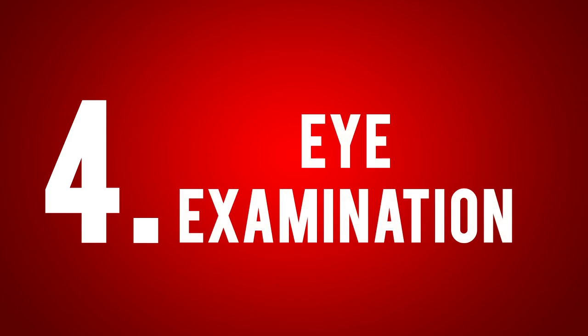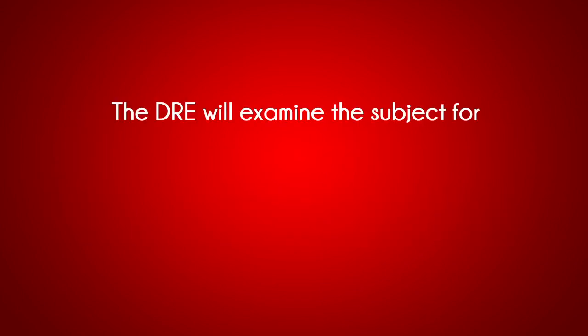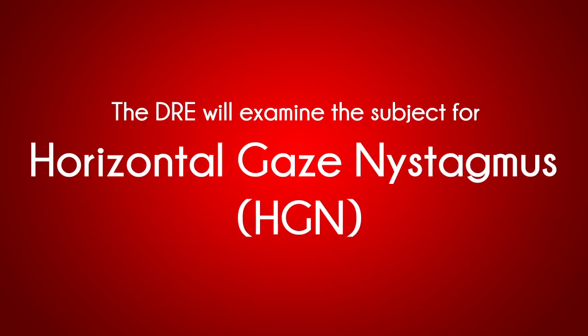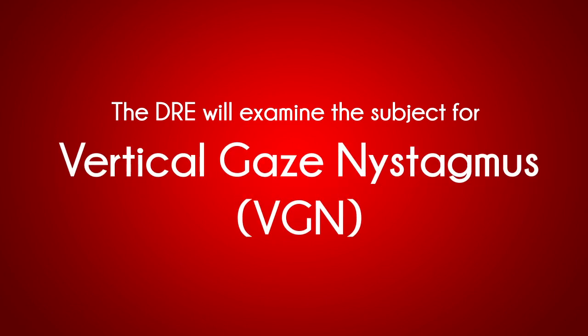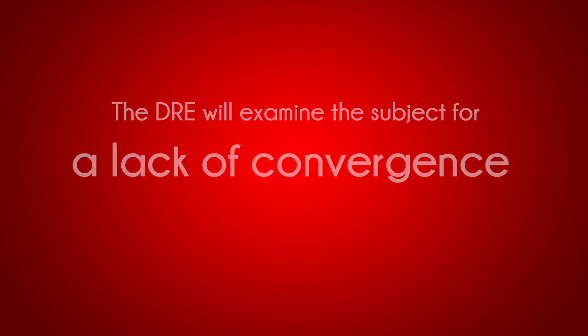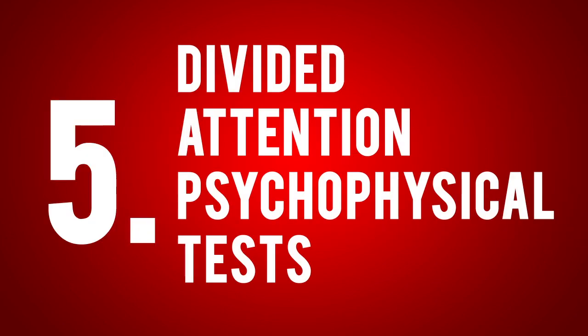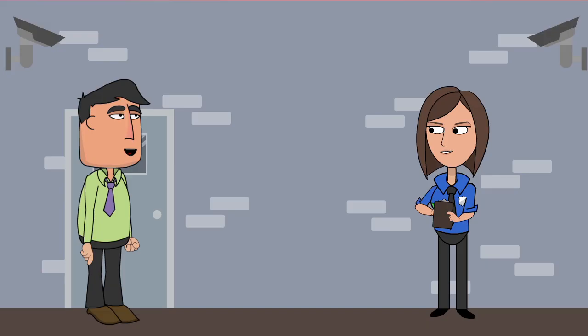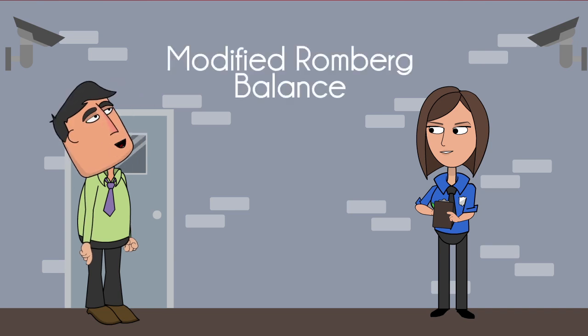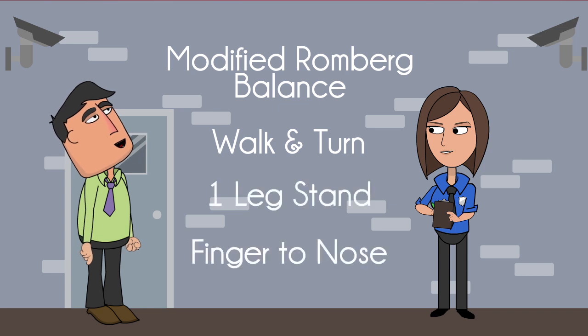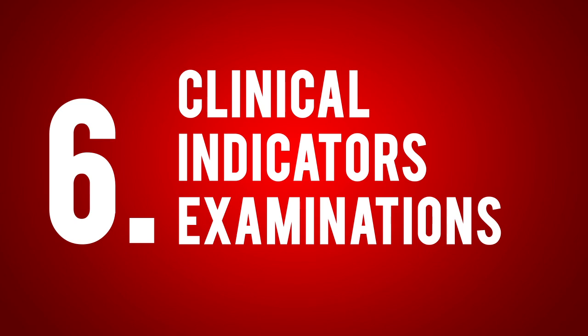Number 4, eye examination. The DRE will examine the subject for horizontal gaze nystagmus, HGN, vertical gaze nystagmus, VGN, and a lack of convergence. Number 5, divided attention psychophysical tests. The DRE will now administer 4 psychophysical tests: the modified Romberg balance, the walk and turn, the one-leg stand, and the finger-to-nose test. Number 6, clinical indicators examinations.